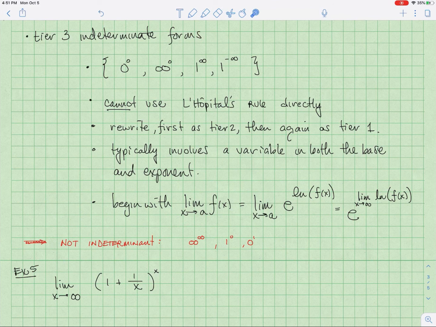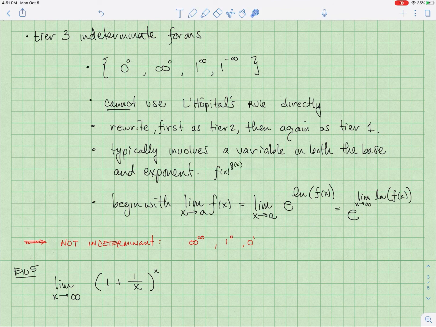So some key notes here. You cannot use L'Hopital's rule directly on this form. What you have to do is rewrite first as Tier 2, then again as Tier 1. So this is a two-step process. This typically will be an expression that involves a variable in both the base and the exponent. So something like an f of x raised to a g of x power.